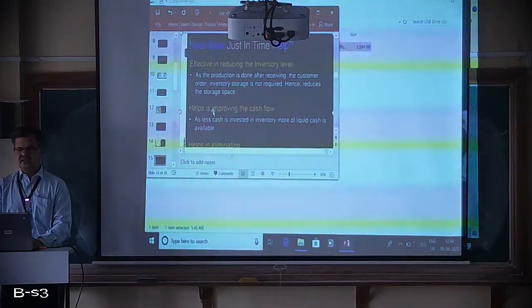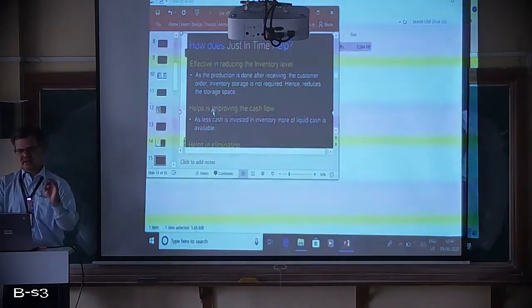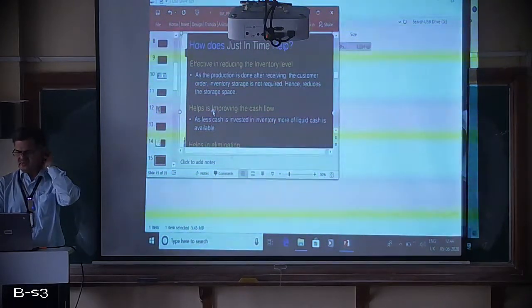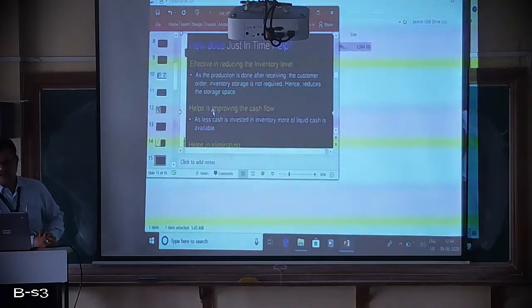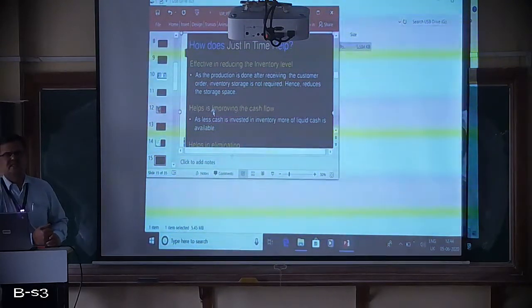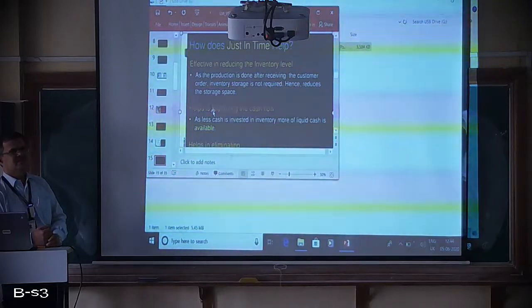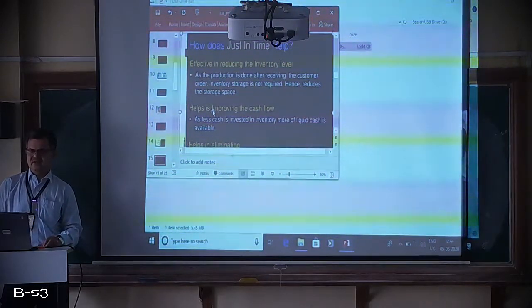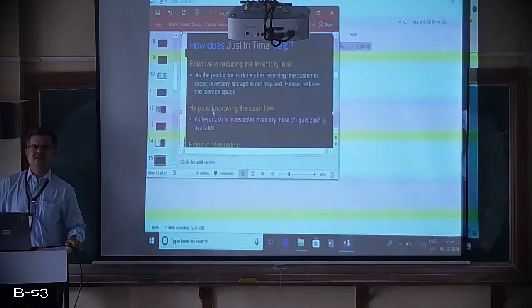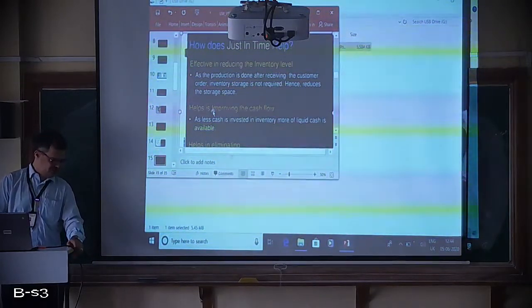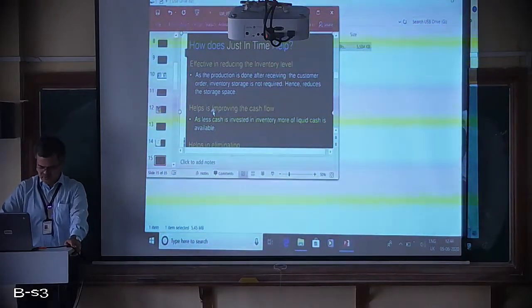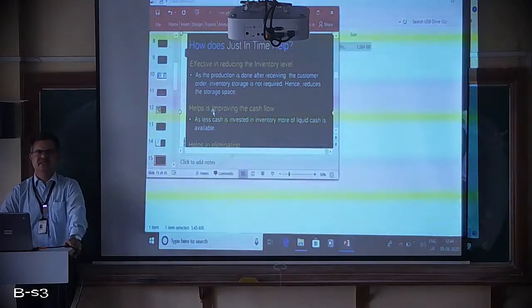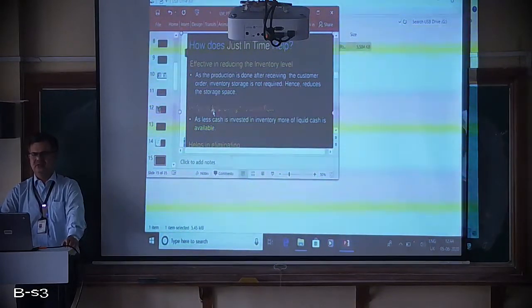Okay, how does just in time help? First, it effectively reduces inventory. As production is done after receiving the customer order, inventory storage is not required, hence the storage space is reduced. Just in time is nothing but a zero inventory concept. The idea is not to store anything, nothing to be stored in the godown. There is no warehouse concept. Everything is procured, processed, and sent.